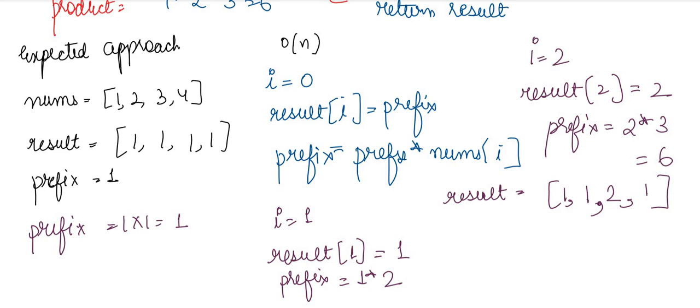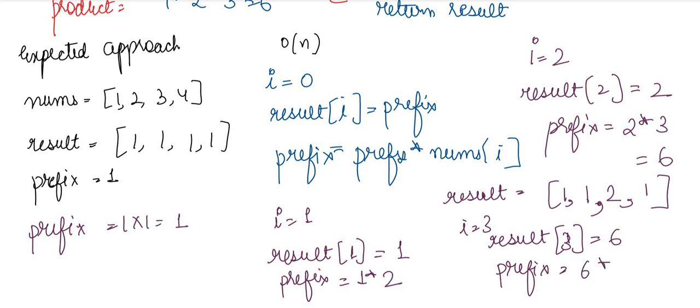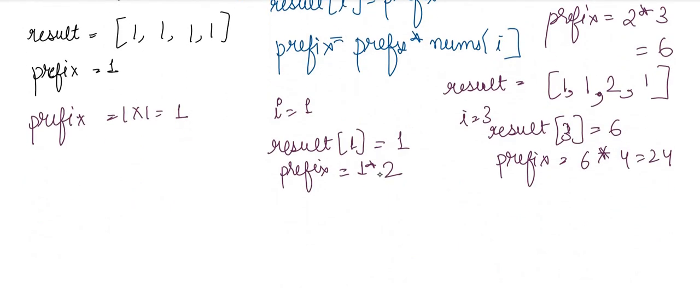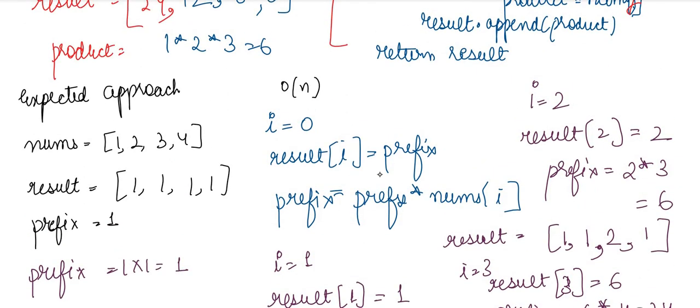And now the next part is I equals to 3. So result of 3 will be equal to prefix, which is 6, and the new prefix will be 6 star nums of I, which is 4, giving 24. Got it? So the new result value right now will be result equals to 1, 1, 2, 6. Got it?